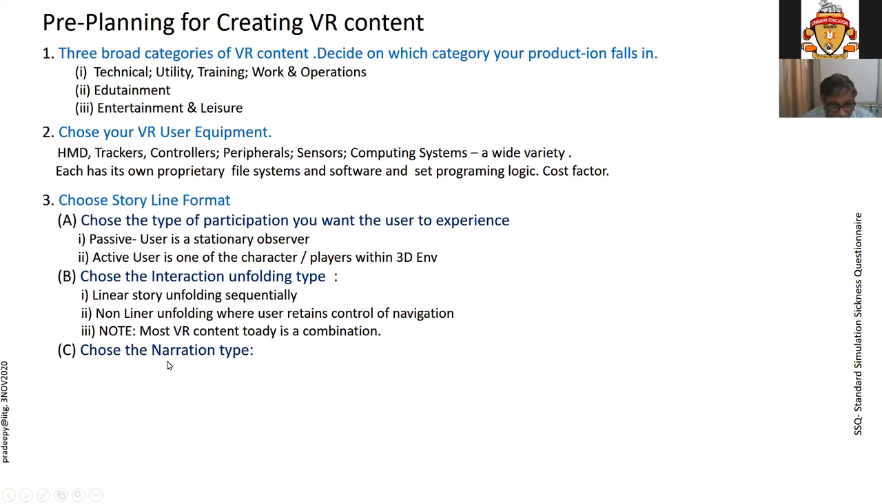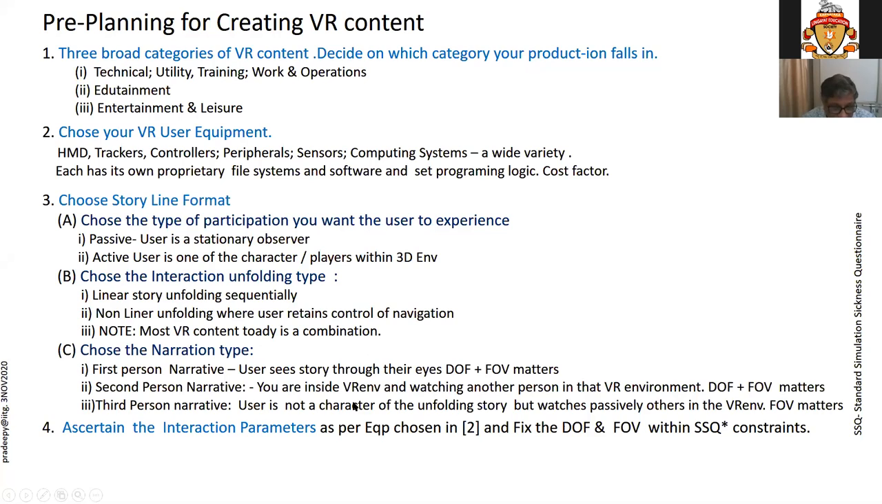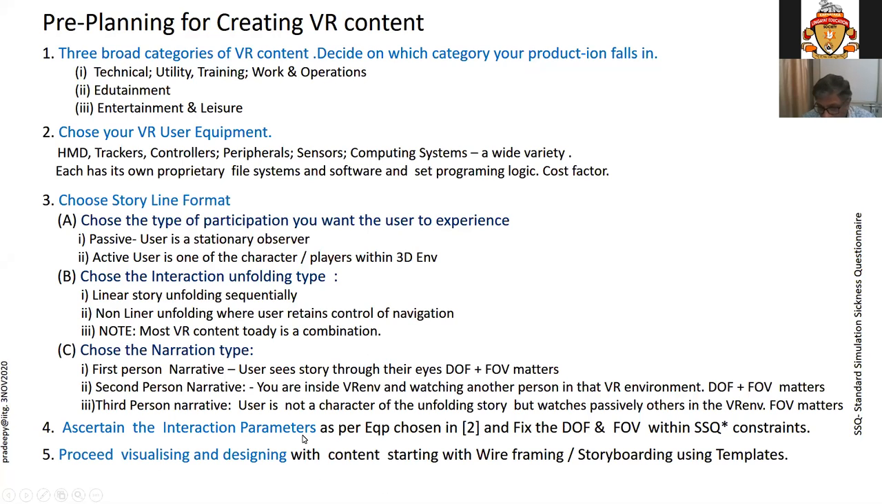Then we choose what is called a narration type. How do you want the narration? First person, second person, third person? How do you want the user to get involved? It also involves the degrees of freedom and the field of view, FOV. These two matter. And then we go about ascertaining the interaction parameters. We proceed to visualizing and designing the content, starting with wireframing or storyboarding using templates.